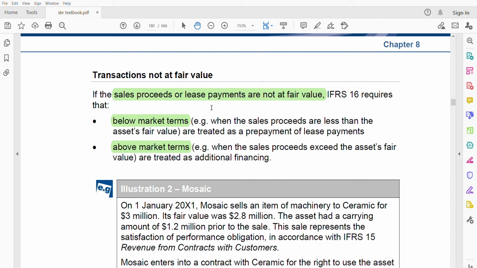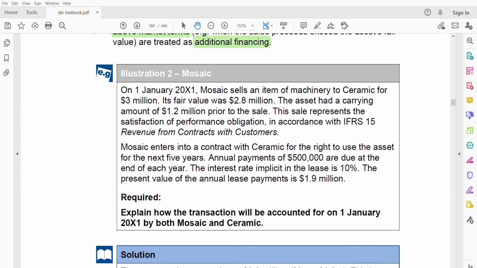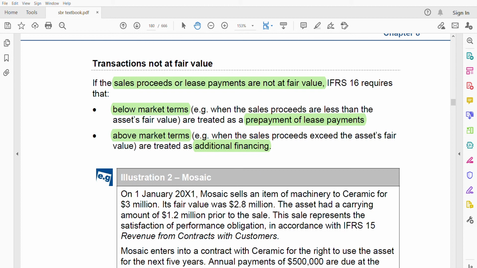If the sale proceeds are below market terms, meaning sale proceeds are less than the asset's fair value, this is treated as a prepayment of lease payment. If it is above market terms, when the sale proceeds exceed the asset's fair value, this is treated as additional financing. Definitely they will not ask you why and how, you don't need to understand, so you can just memorize it like this. Below market terms, prepayments; above market terms, additional financing.